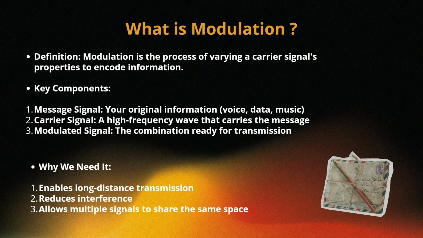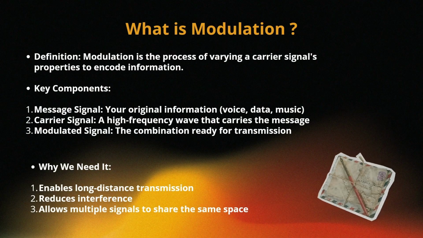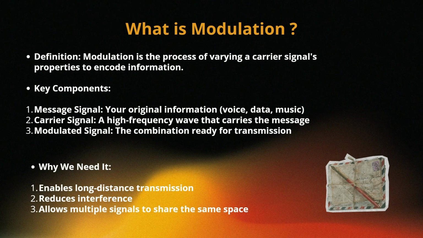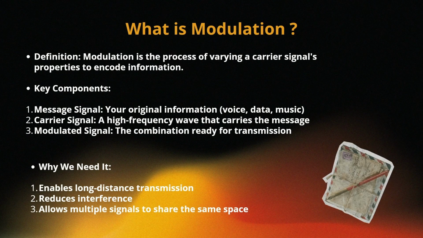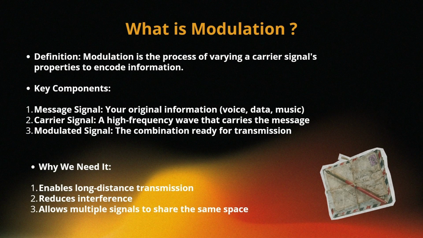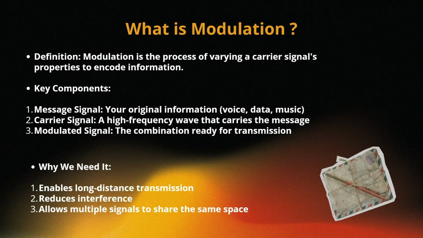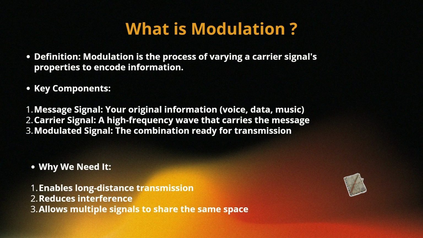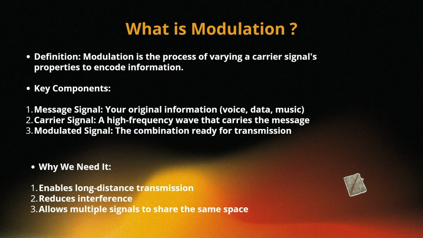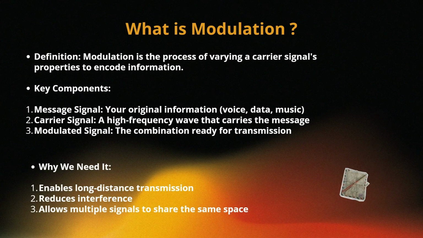So why do we need modulation? To enable long distance transmission, to reduce interference, and to allow multiple signals to share the same space. To explain more about modulation, we can use a simple example: you have information as a letter and the carrier wave as the envelope built to travel a long distance. Modulation is the act of placing your message onto this carrier wave so it can move through space reliably. Once modulated, the carrier transports the information efficiently while the communication system ensures it arrives intact.